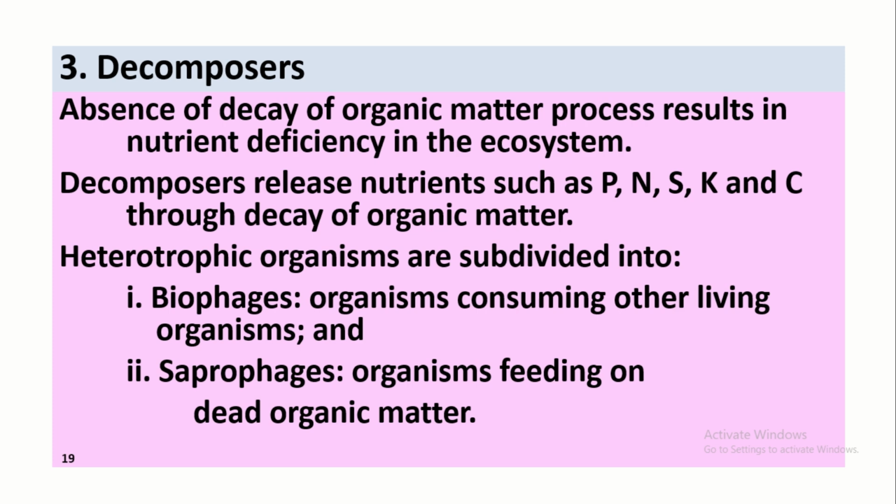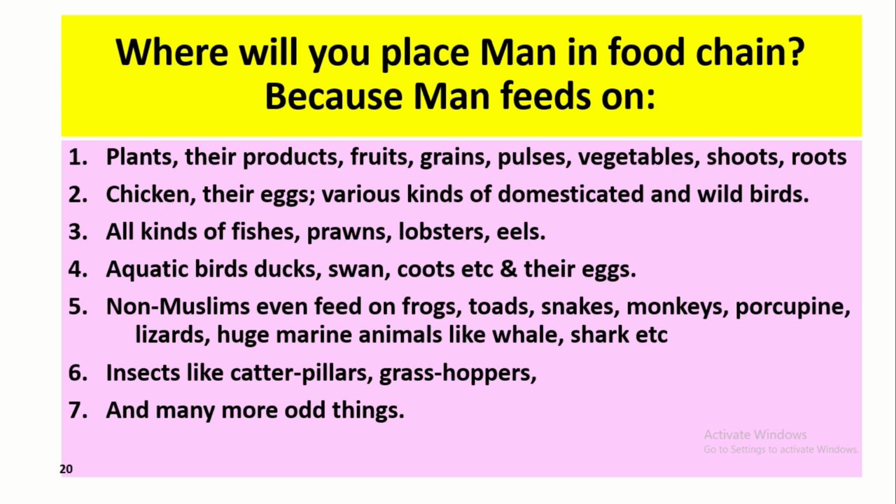Heterotrophic organisms are subdivided into biophages, organisms consuming other living organisms, and saprophages, organisms feeding on the dead organic matter. Where will you place man in a food chain? Because man feeds on plants, their products, fruit, grains, pulses, vegetables, shoots, roots, chicken, their eggs, various kinds of domesticated wild birds, all kinds of fishes, prawns, lobsters, eels, aquatic birds.